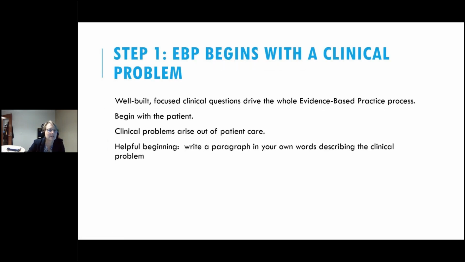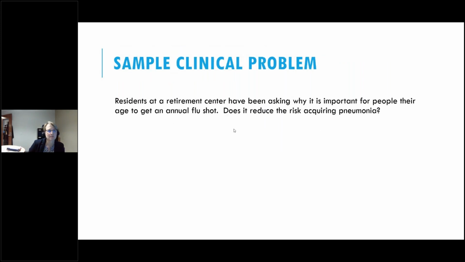So let's go through the steps of the evidence-based practice process. Step 1 is to start with a clinical problem. And this usually comes from clinical practice. It often will come from certain patients where you identify problems. And then a good way to start out is just to write a paragraph in your own words describing the clinical problem. And this can help you to focus and to work out really what your question is.